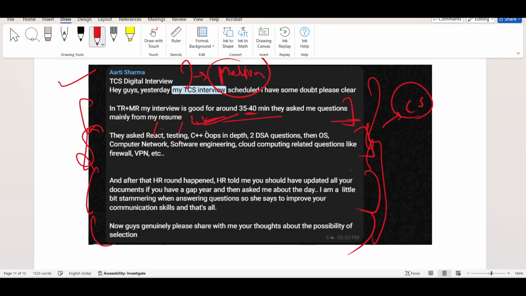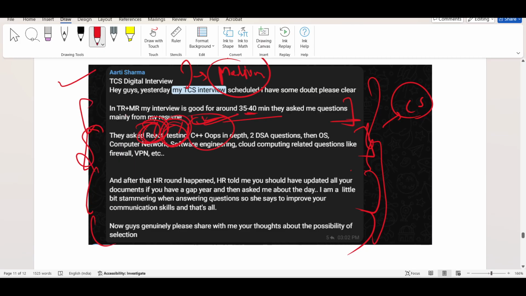Now they asked React, testing and C++ OOPs in depth. Why did they ask React, testing and C++ OOPs? Simple reason, these things were mentioned in the resume. If you have mentioned something like React or testing in your project, if you have used them, they can ask you questions around it. So it is very important to prepare this. Whatever tech stack you are using in your project, it is very important to prepare it. Because if you do not prepare the tech stack you have mentioned in the resume, and they ask some cross questions on the project, you will be stuck handling them. So whatever you have mentioned in your resume, please prepare that.